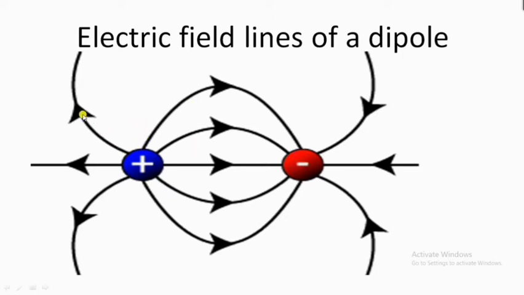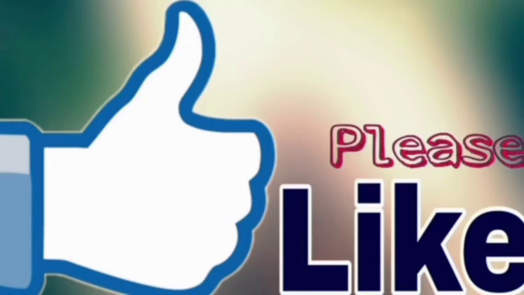This line also will go like this. It will go out of the screen and come back, and this line also will go to infinity, and from infinity, either from upward or downward, it will come back from here. So the number of lines leaving the positive charge must be equal to the number coming to the negative charge.